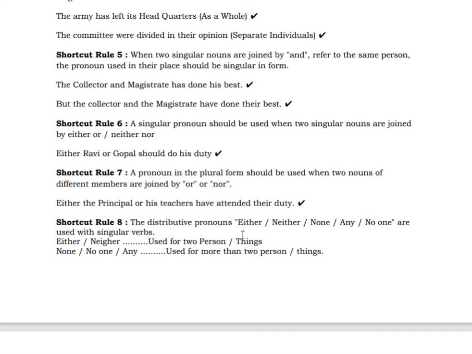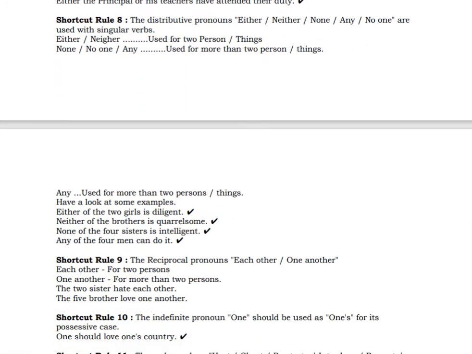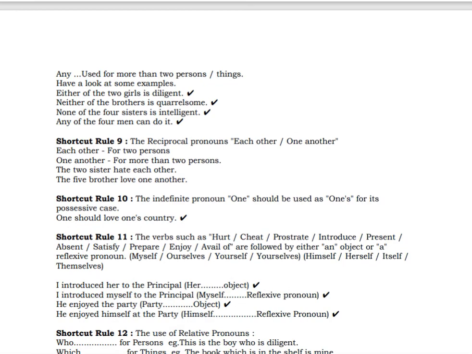The distributive pronouns either, neither. What kind of pronouns are these? These are distributive pronouns. Either, neither, none, any, no one are used with singular verbs. Either, neither, used for two persons or things. There's something wrong with the spelling here. Yes, it should be T in place of G. None, no one, any, used for more than two persons or things.